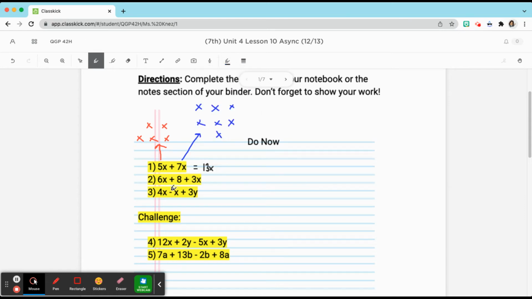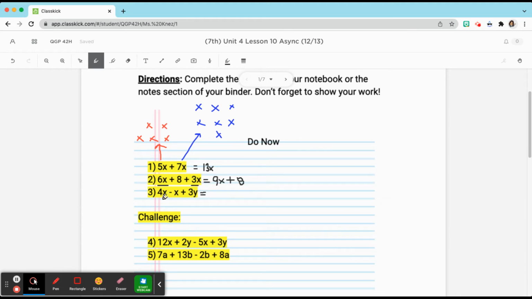In question 2, we see that we have a 6x and a 3x that we can combine to get 9x. But that 8 needs to be left alone. It looks like this, 9x plus 8. The reason that the 8 needs to be left alone is because the 8 isn't a number of x's. It's simply an 8 all on its own. 9x plus 8 is your final answer because you can only combine the terms that are alike.